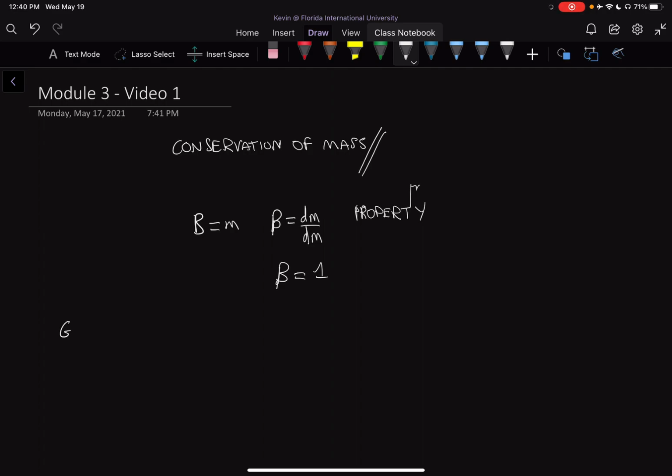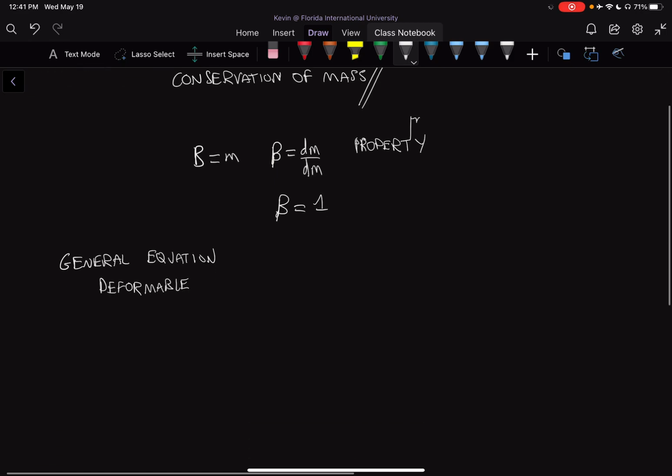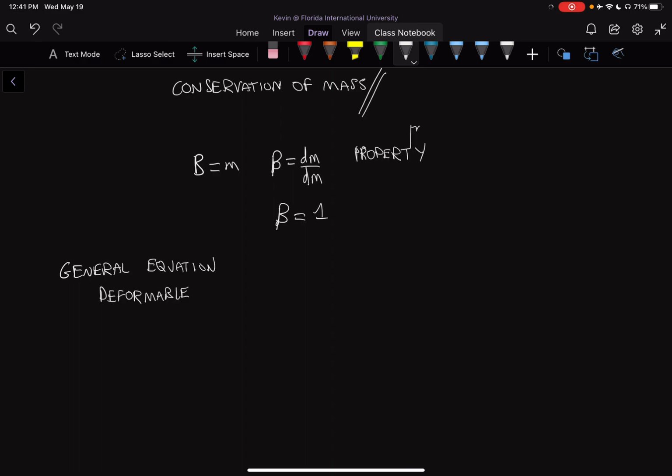And so we can write the general equation for Reynolds transport, the most general form, which is a deformable case, essentially our Reynolds transport theorem with m replacing our values for B and 1 replacing the value for beta. So if we write that out, we have that dm over dt of the system is equal to d/dt times the integral over the control volume of 1 times rho dV. Okay, we just have 1 times rho dV because 1 is our replacement for beta. So that's our first step in the equation.